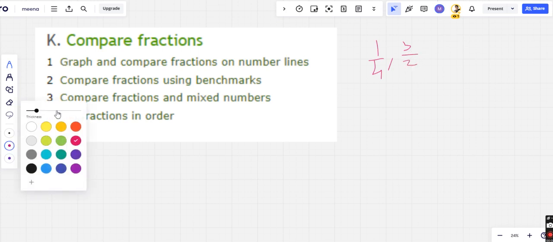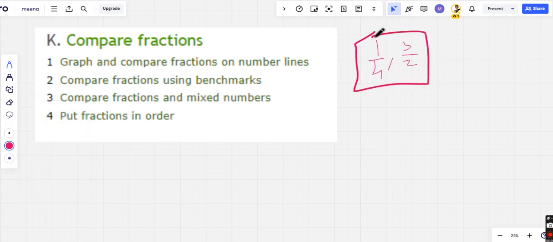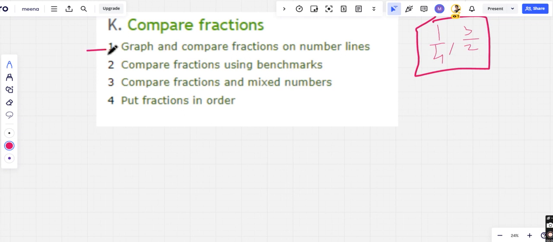Compare means that we will check which one is greater, which one is less, or whether they are equal. What is the relationship between these two fractions? Understand? So this is called comparison. In this unit we compare two fractions. Our first topic is graph and compare fractions on a number line.